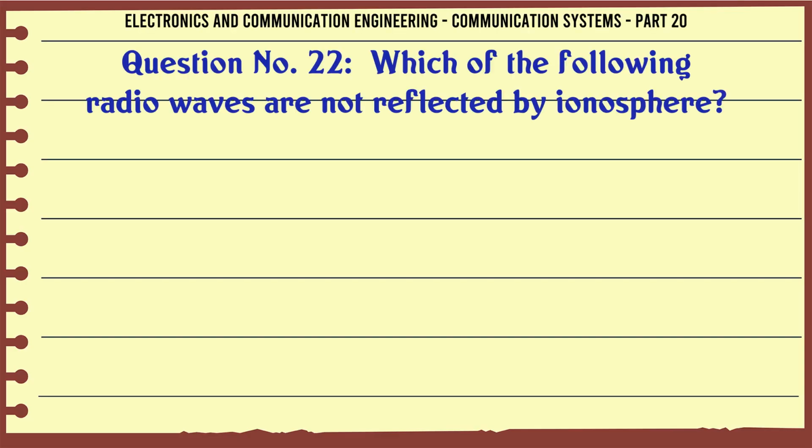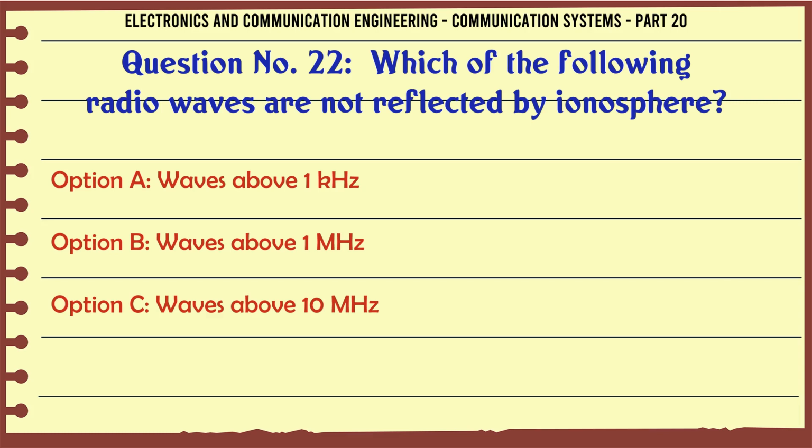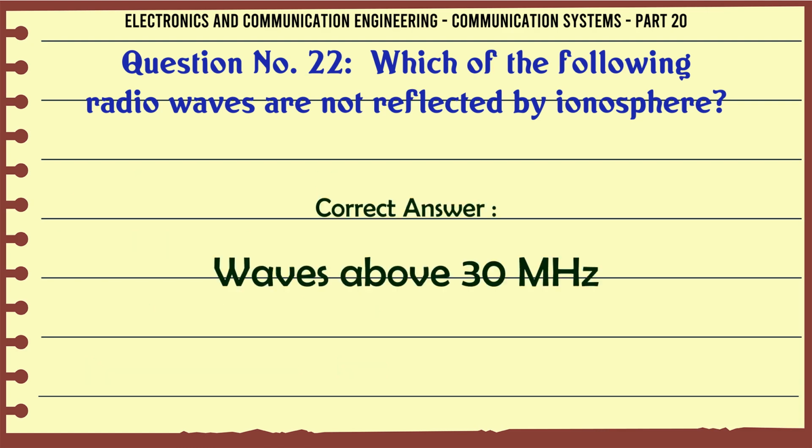Which of the following radio waves are not reflected by the ionosphere? A, waves above 1 kHz; B, waves above 1 MHz; C, waves above 10 MHz; D, waves above 30 MHz. The correct answer is waves above 30 MHz.